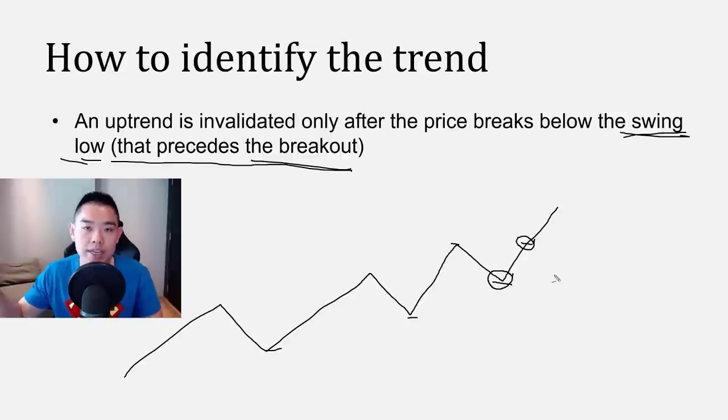So in other words, this uptrend will be intact unless the market breaks and then closes below this swing low. Until that has happened, we would say that the uptrend is still valid and we are expecting higher prices to come. We would say the uptrend is only invalidated if it breaks below the swing low that precedes the breakout. Okay, so let me give you an example.